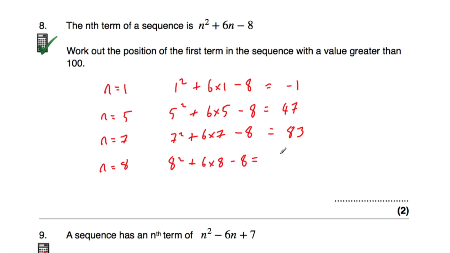And whenever we work that out, we get an answer of 104. So as you can see here, the 8th term in the sequence has got a value of 104. So that is the first term in the sequence that has got a value greater than 100. And the question says, work out the position of the first term. So that'll be the 8th term. So the 8th term. And that's it.